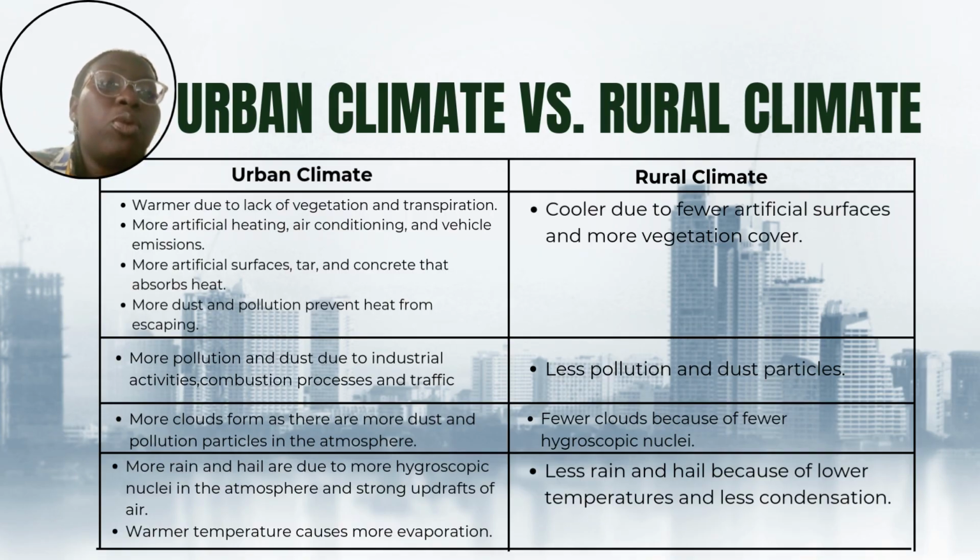In precipitation, there's more rain and hail in the urban climate because of the presence of more hygroscopic nuclei, which are found in the atmosphere, and the strong updrafts of air. And then we also have a warmer temperature, which causes more evaporation, as opposed to rural, where there is less rain and hail because of lower temperatures and less condensation.